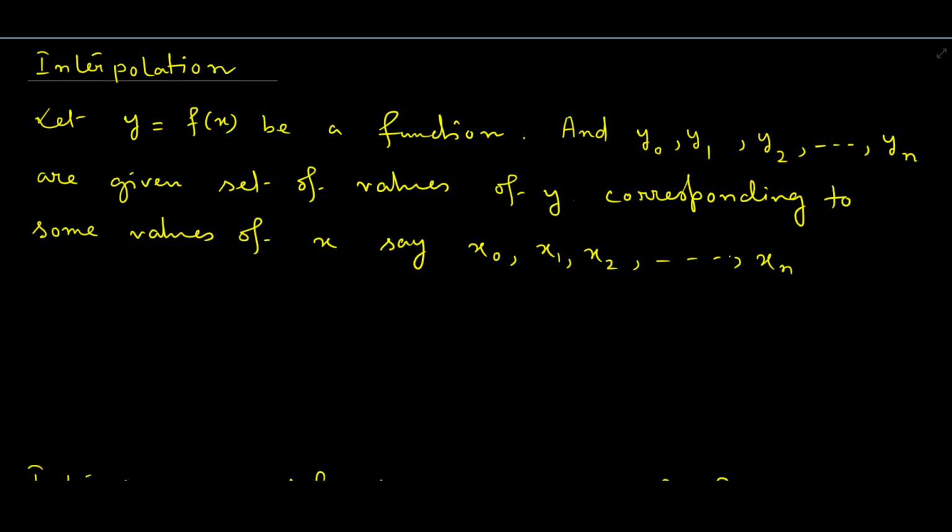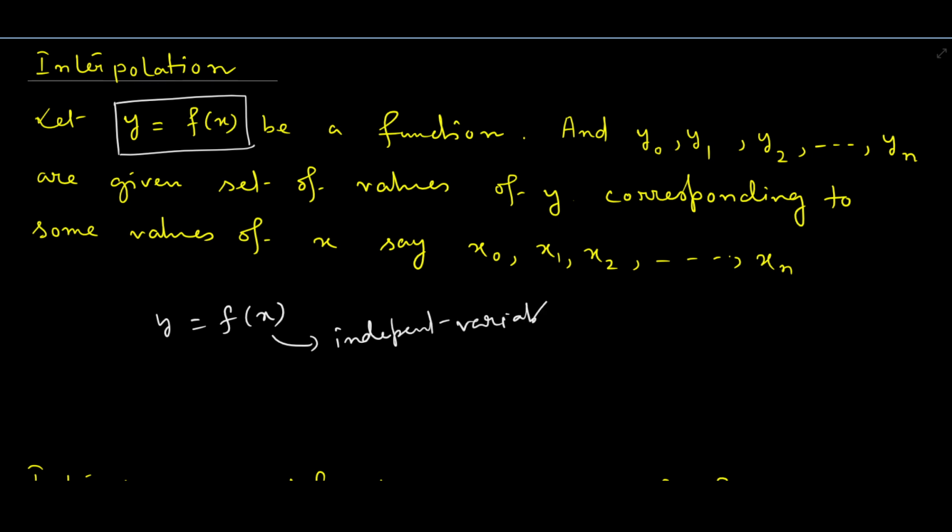Now in this particular lecture, we'll try to learn what is interpolation, extrapolation, and what are the different operators and the relation between them. So let us first take a function y equals f of x. Here x is the independent variable and y is dependent on x. So we can choose any value in place of x, but y is dependent on that particular value of x. That's why it is called the dependent variable.